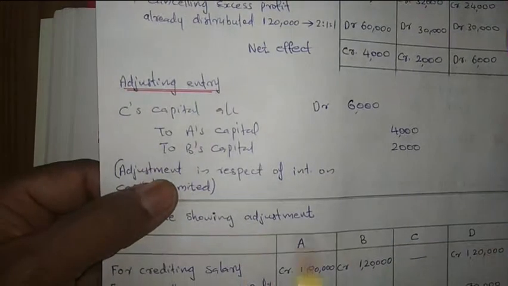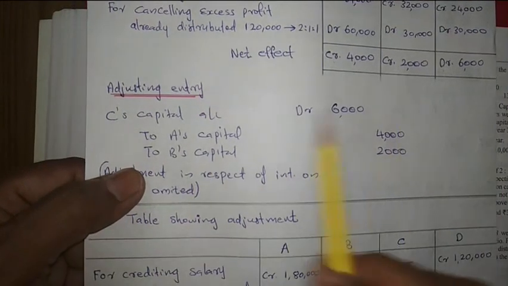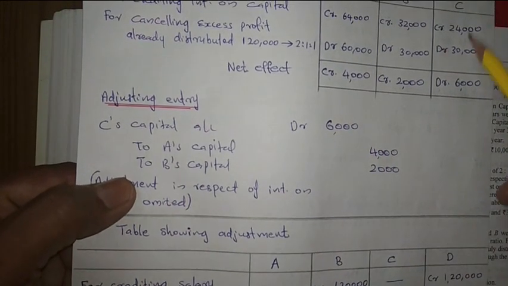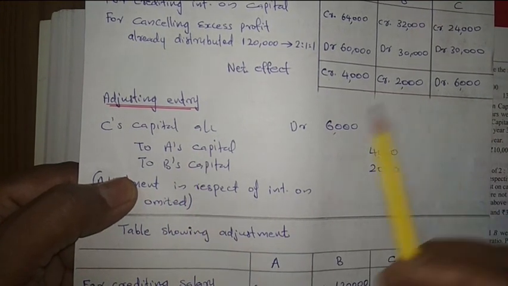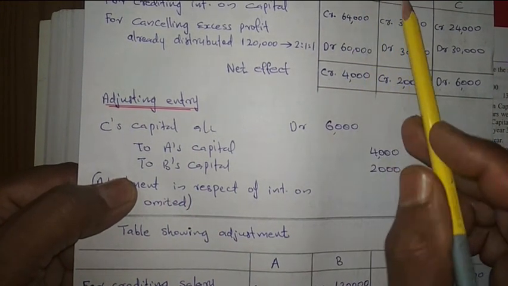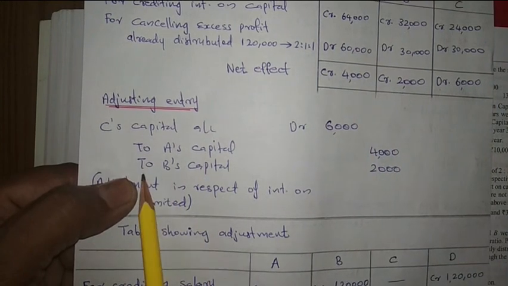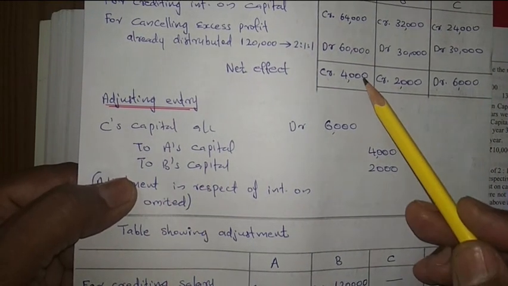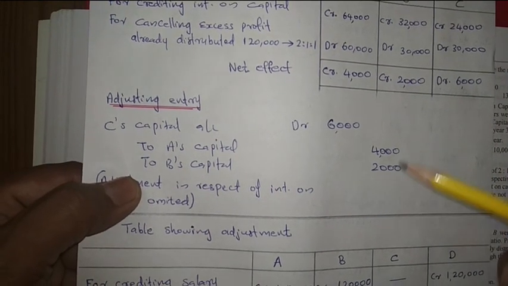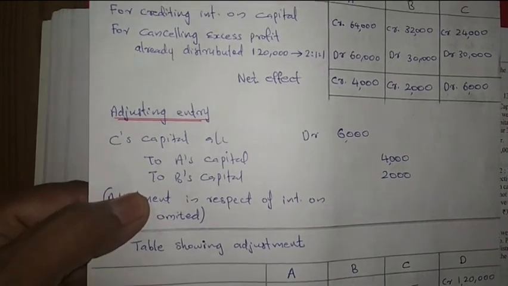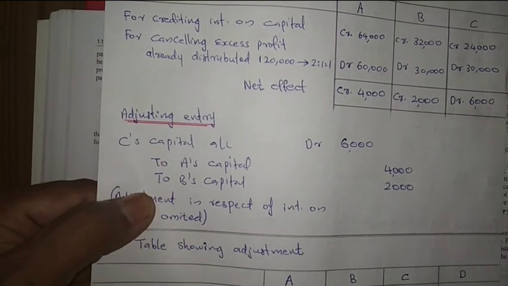That is our answer. So the adjusting entry will be this. Which account do we have to debit? C's capital account is debited, the amount is 6,000, and A and B we have to credit. So A's capital 4,000 and B's capital 2,000. Okay, this is the solution, and here we passed only one journal entry.